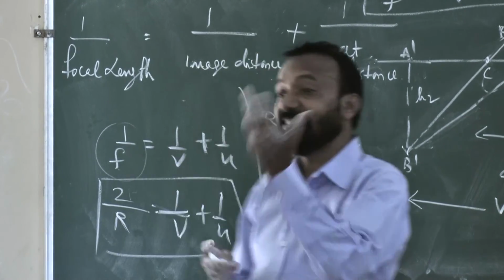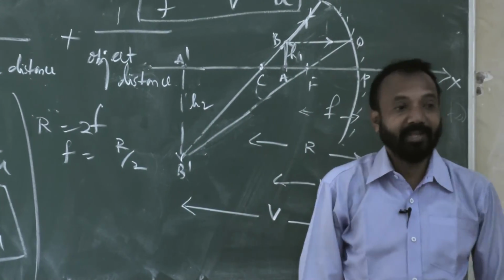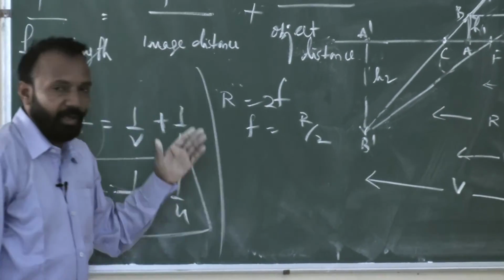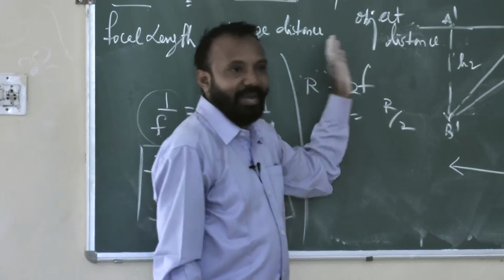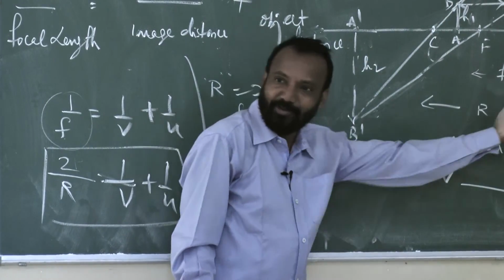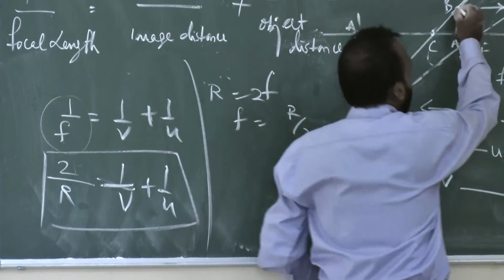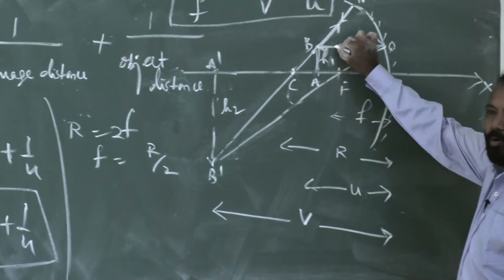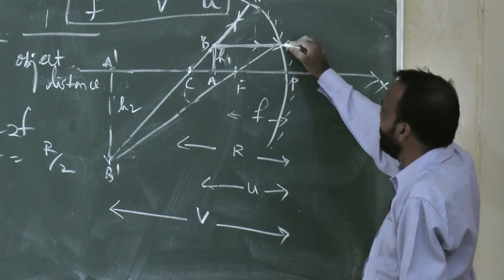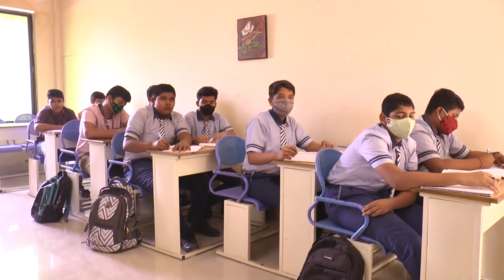Sign convention is about which direction we measure image distance or object distance. That is very, very important. One simple trick you must remember: whenever you measure from left to right, all are positive. Right to left, all are negative. Suppose BO is the incident ray. If you measure the object distance from B to O, it will be positive. If you measure from O to B, it will be negative. Understood my point?